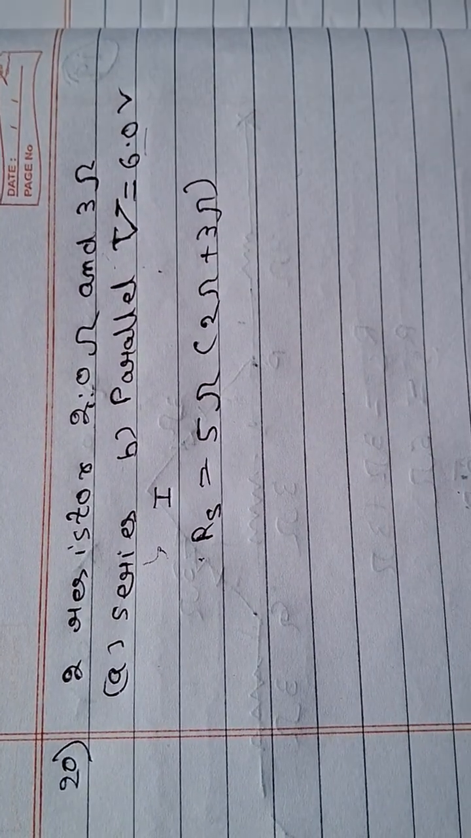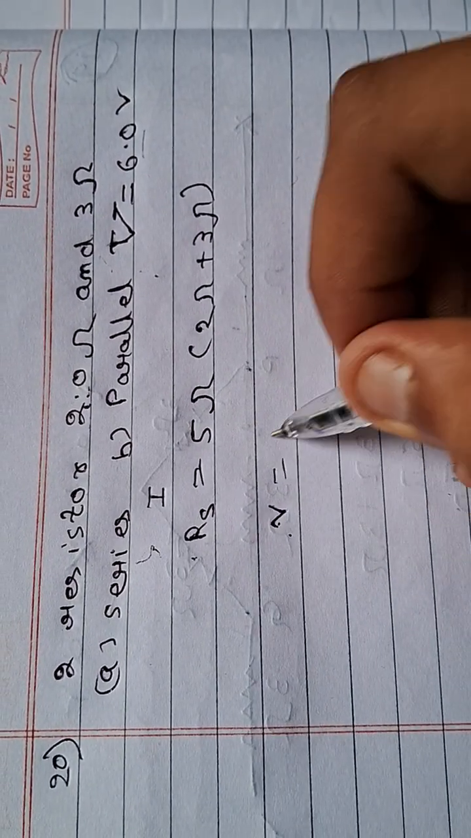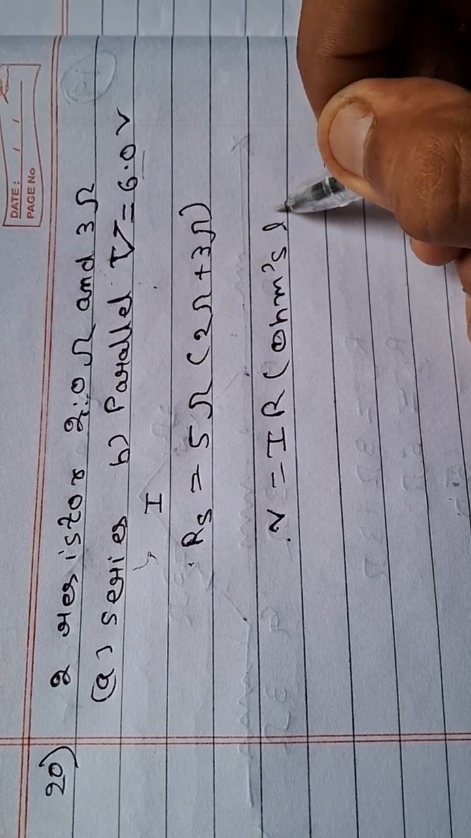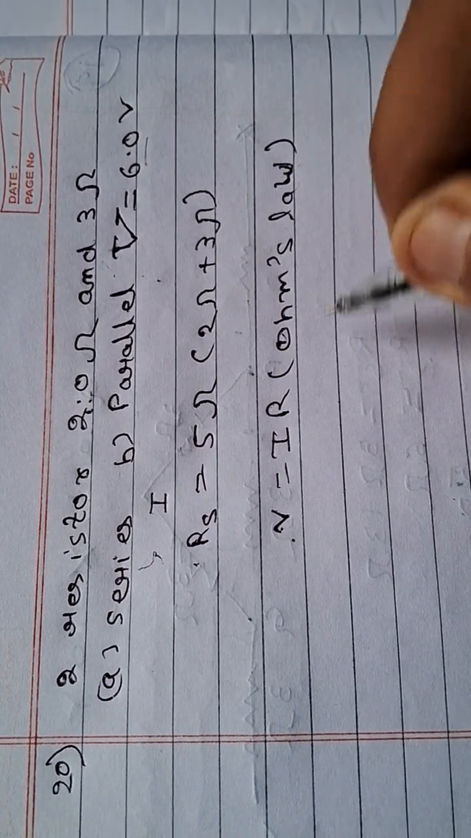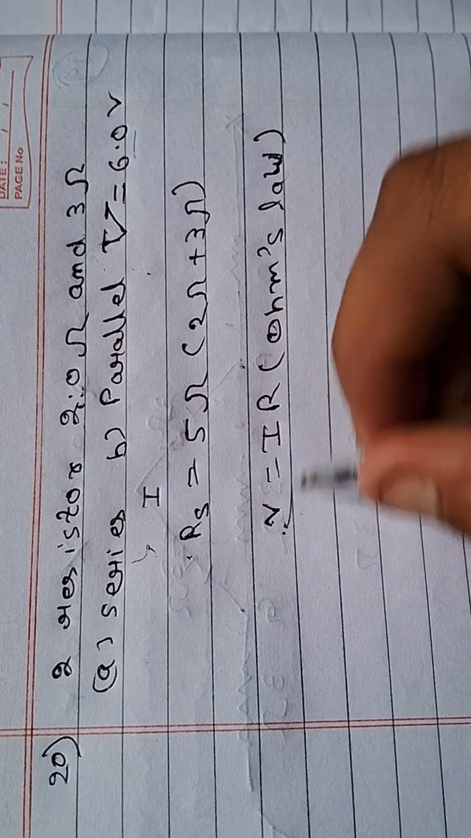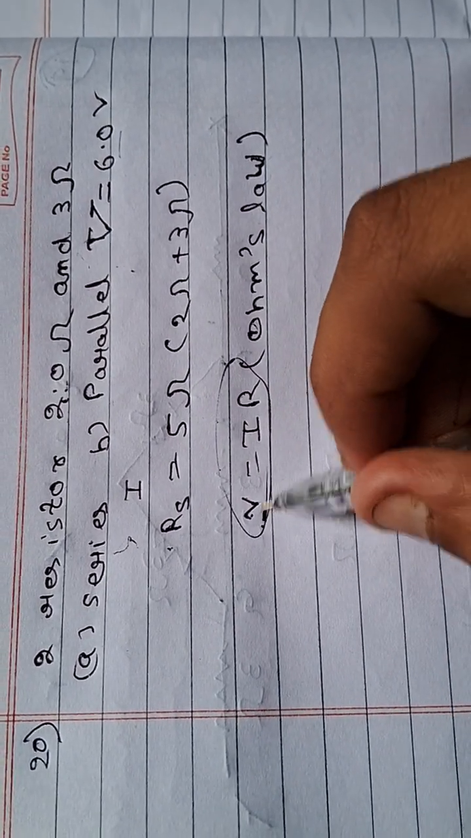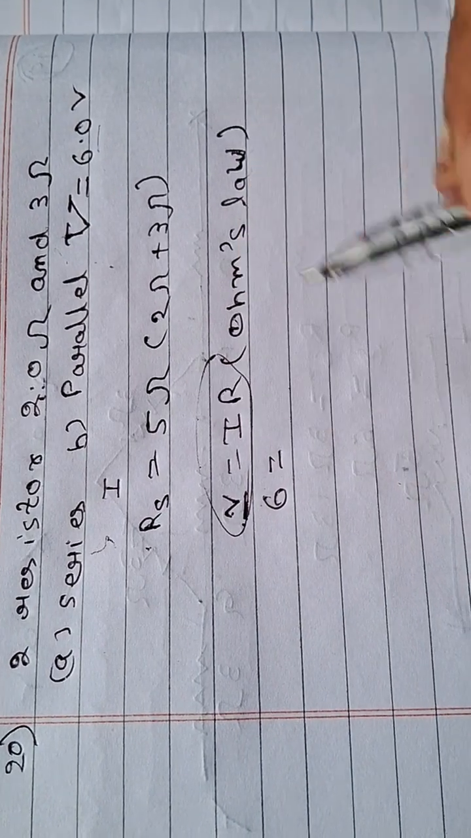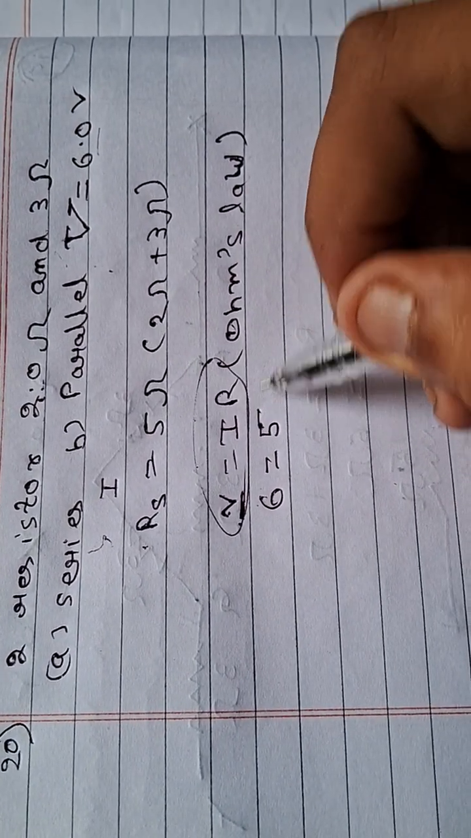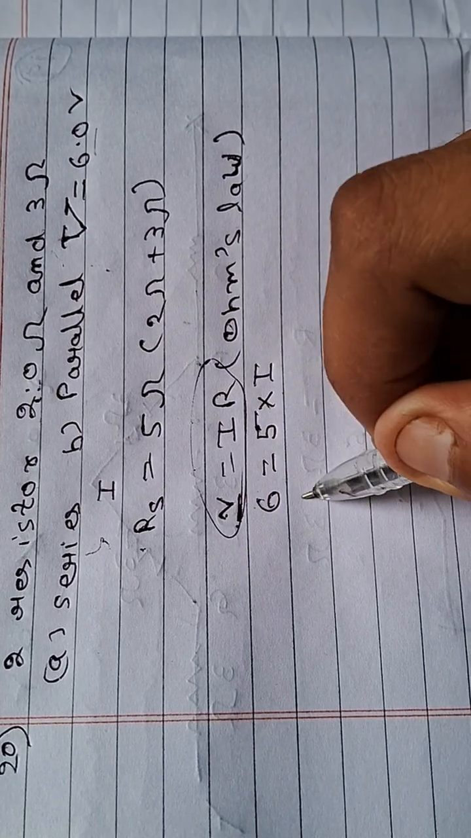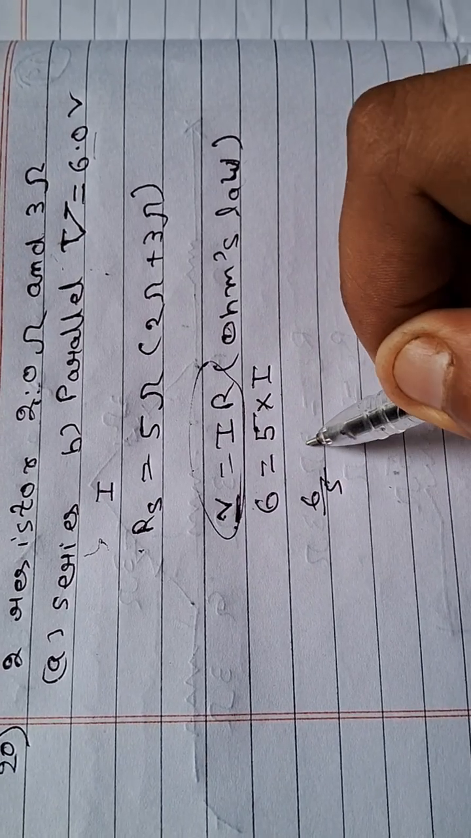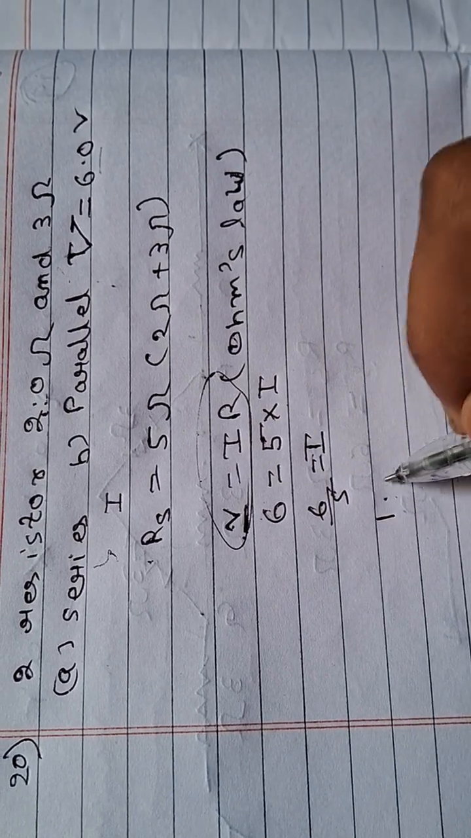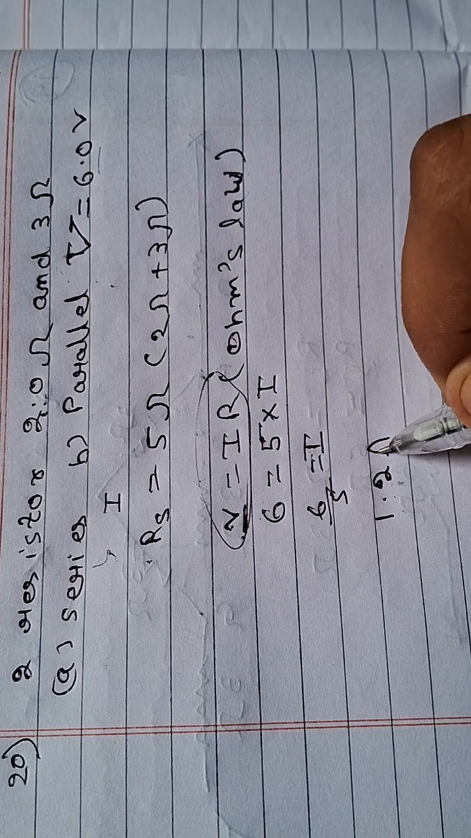So V is equal to, according to Ohm's law, IR. I am writing this because you don't have confidence about how this formula came. So what was V? 6. What was your resistance? 5, into I. 6 by 5 is equal to your I. So 6 by 5, when we solve, we get 1.2 ampere current.